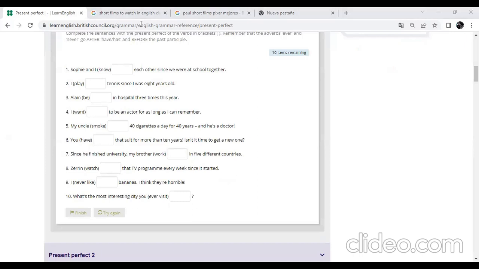The first one, Sophie and I have known each other since we were at school together. Good job. What is the meaning of the first one? Sofía y yo nos hemos conocido el uno al otro desde que estábamos en la escuela juntos. Good job. Thank you. The second one.